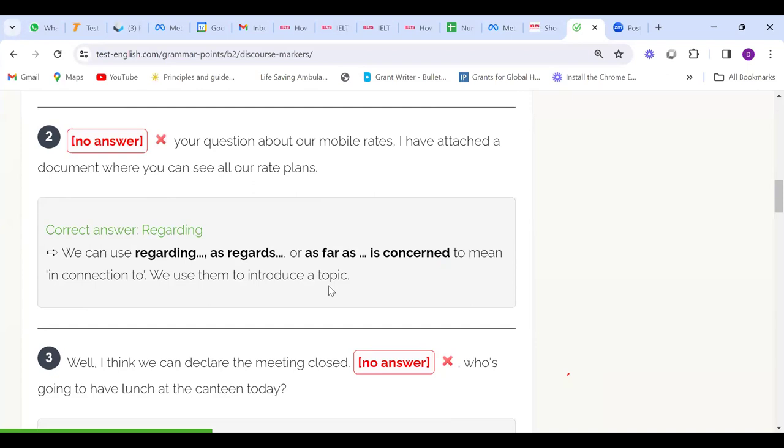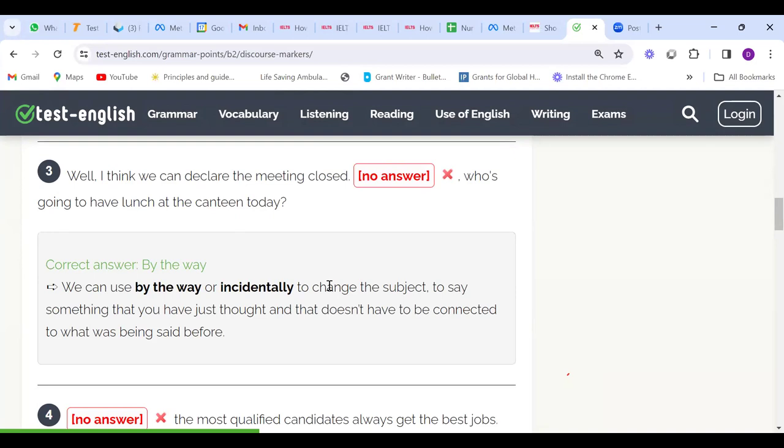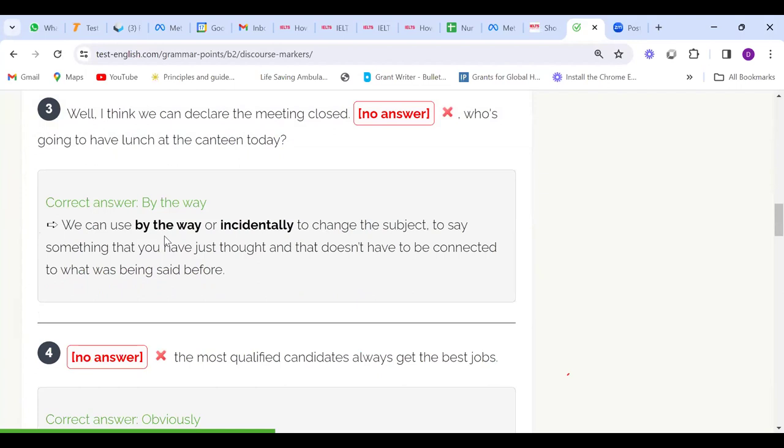Number three, I think we can declare that the meeting is closed. Dash, who is going to have lunch at the canteen? And the correct answer is, by the way. Well, I think we can declare that the meeting is closed. By the way, who is going to have lunch at the canteen today? Here they are saying, we can use by the way or incidentally to change the subject, to say something that you have just thought of and that doesn't have to be connected to what was being said before.